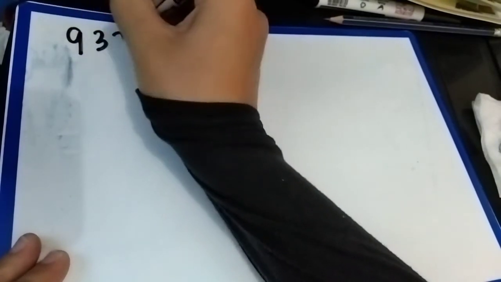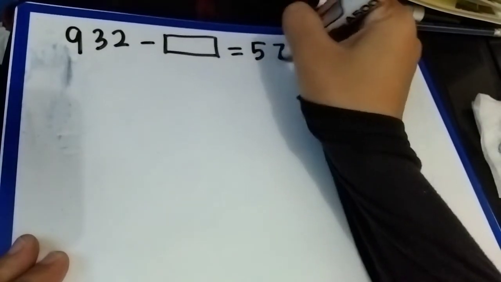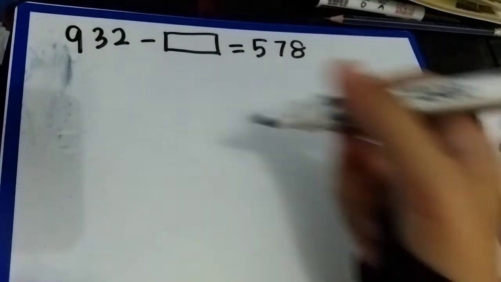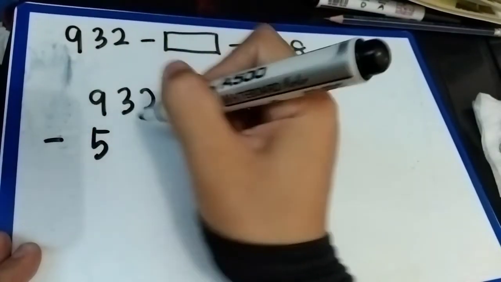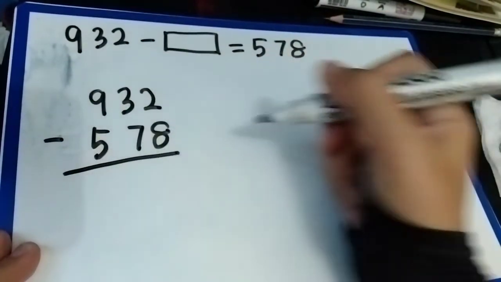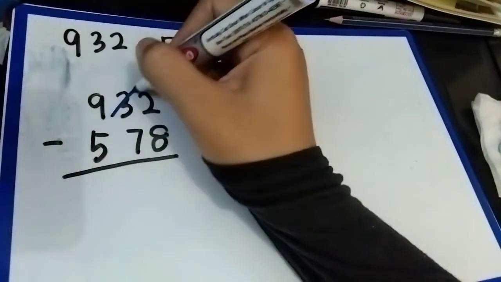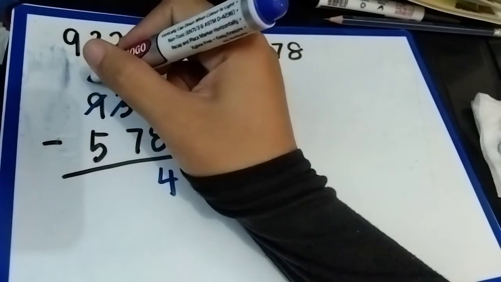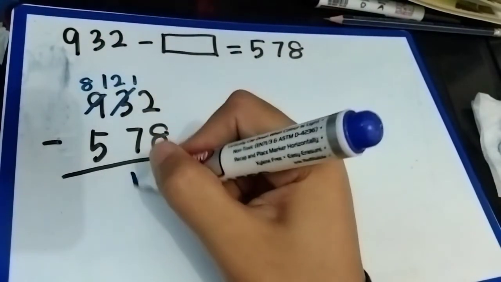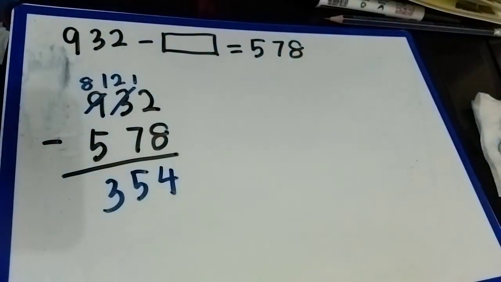So let's look at another example on how to solve the question, okay? 932 minus a number, and then you got 578, okay? This is another method on how to do the question, okay? 932 minus the answer, okay? Minus the answer, which is 2 minus 8, you can't, so you have to borrow. 12 minus 8 is equal to 4. 2 minus 7, you can't, so you have to borrow from the next digit. And then you got the answer, which is 354.